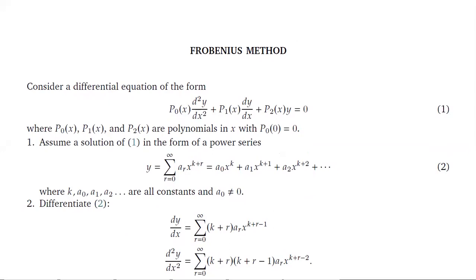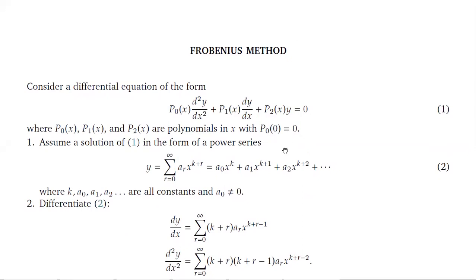Frobenius method. Consider a differential equation of the form P0(x) d²y/dx² + P1(x) dy/dx + P2(x) y = 0, where P0(x), P1(x) and P2(x) are polynomials in x with P0(0) = 0.